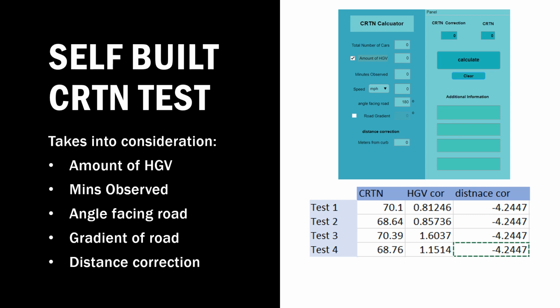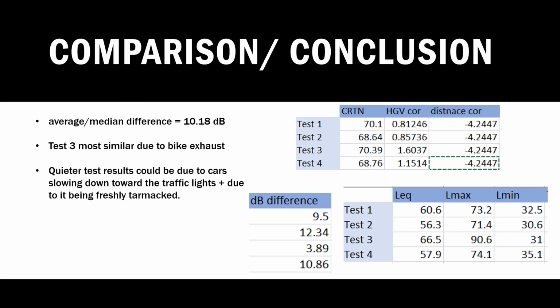When comparing the results from both sets of tests, you can see why there are noticeable differences, as the average dB calculated is a difference of 10.18. Bosch test 3 is the closest to the CRTN calculator version, most likely due to the bike exhaust being recorded.